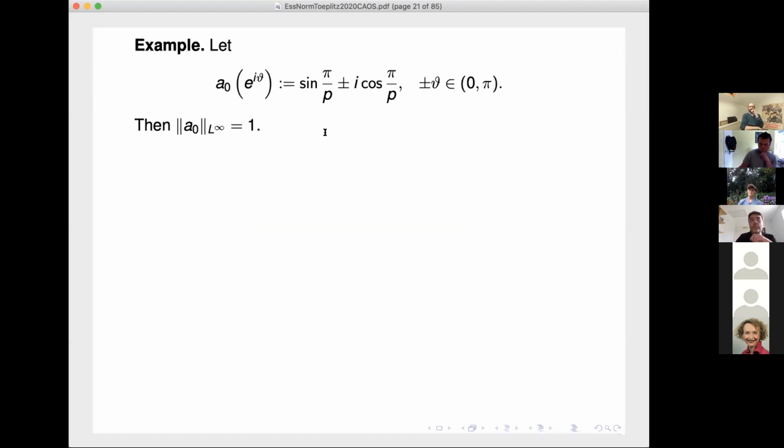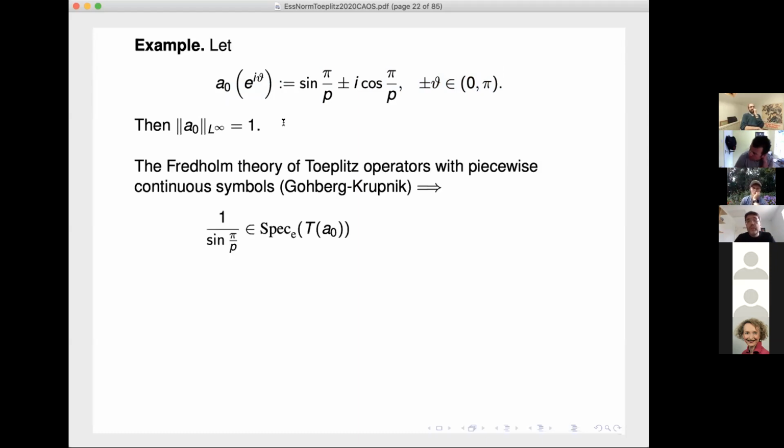Now this function A naught is a piecewise constant function. Say if you take the case with a plus here, theta from zero to pi, we're talking about the upper semicircle. On that semicircle, your function is this constant, sine of pi over p plus i cosine of pi over p, so obviously this constant has modulus one, and you have the complex conjugate of that constant on the lower semicircle. So you have a piecewise constant function that takes just two values that are complex conjugates of each other, modulus one. But then there is a well-developed Fredholm theory of Toeplitz operators with piecewise continuous symbols, in particular piecewise constant symbols. And from that theory you can see that this number, one over sine, actually is in the essential spectrum.